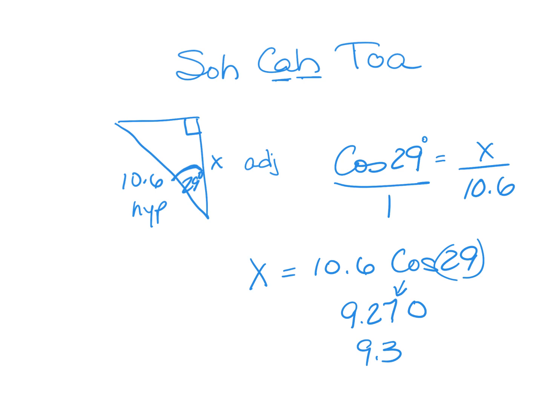So that's looking for a side. Now, in this case, the x ended up upstairs because the x was the adjacent. You put it where it goes. Do not just put it on the top all the time because it doesn't always go on the top.